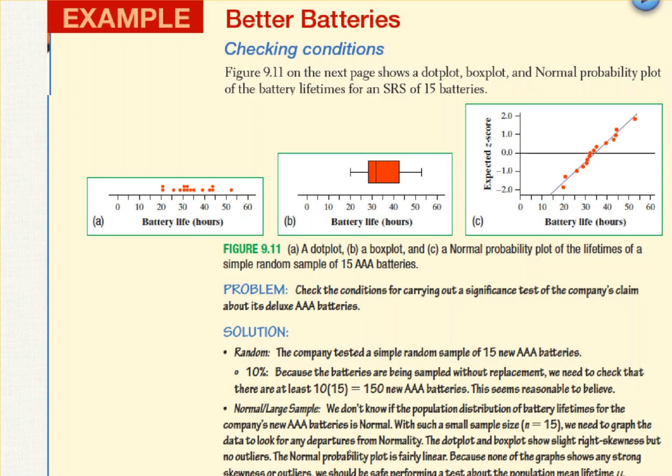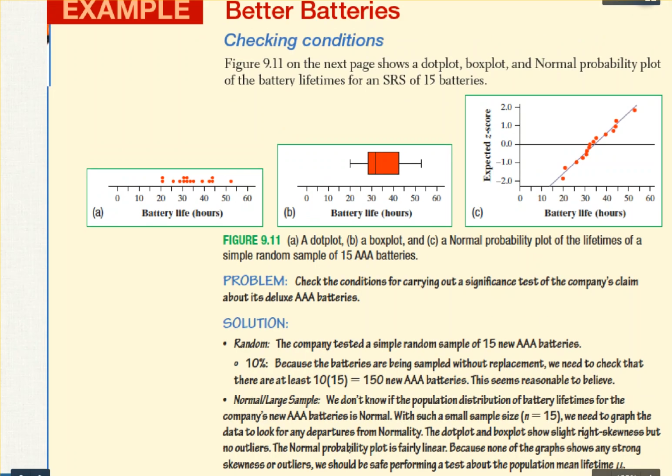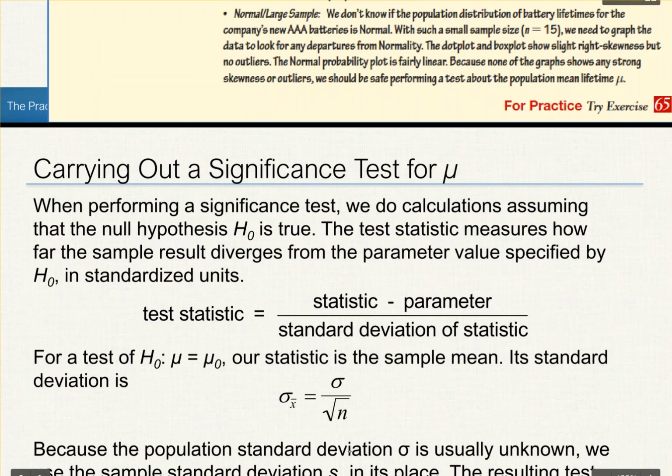And then is it a large sample? Well, no, n equals 15, so it's not greater than or equal to 30. But if we look at the data, the dot plot looks slightly right skewed, I guess, and same with the box plot. But the normal probability plot looks approximately linear, and so basically that's good enough to say, well, I think we can perform a test on this data.